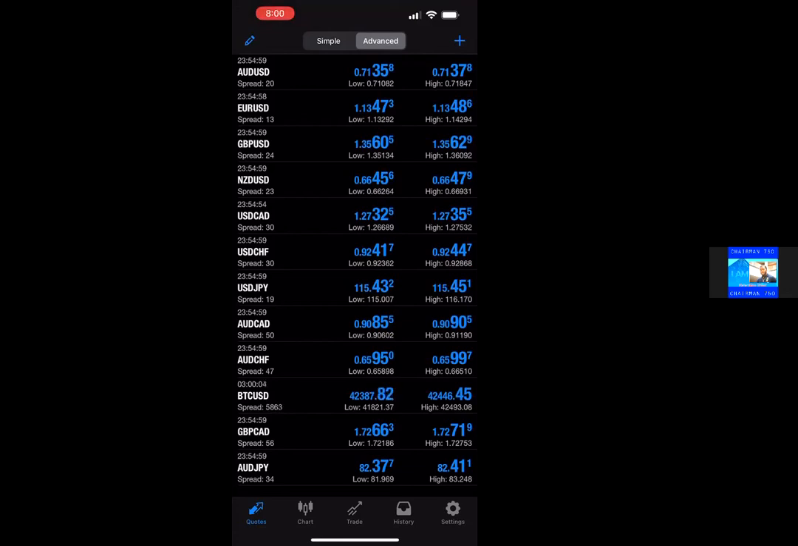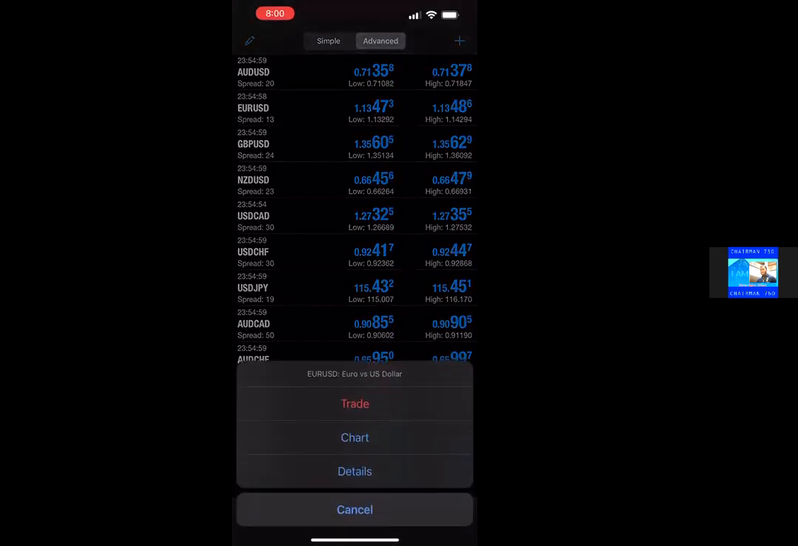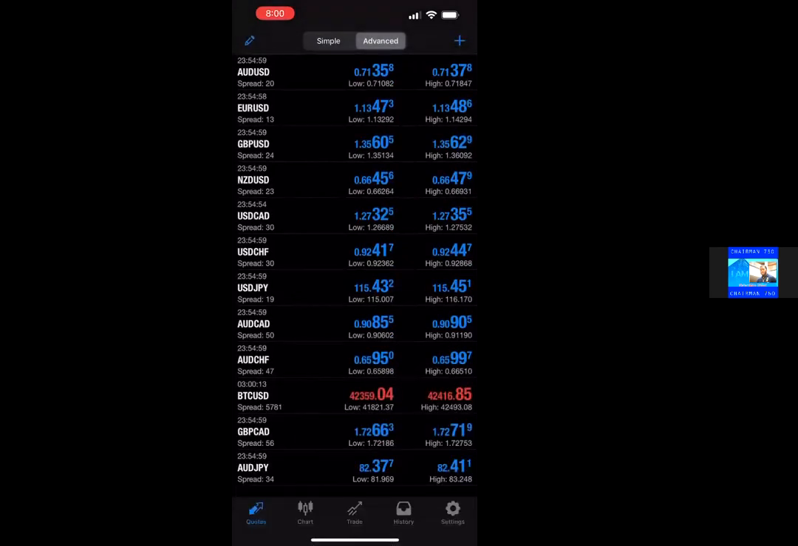For currencies like Bitcoin or indices, things that aren't traditional currencies like AUD USD or Euro USD, the spread is going to be a little bit higher. So you don't really have to worry about that. But just make sure for traditional currencies, the spread is between 0 to 50.